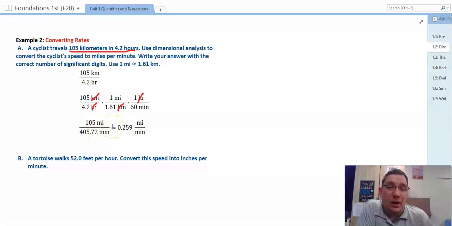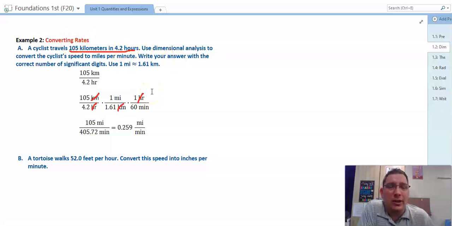And when we divide that, we get 0.259 miles per minute. Now, when we talk about reducing to 4 significant digits, we don't mess with significant digits until the very final part of the answer. And so when we look at our original values, we don't deal with any of the conversion factors, but our 2 original values, the 105 and the 4.2, which one's more precise? Well, they're in different units, and they're not units that convert to each other.